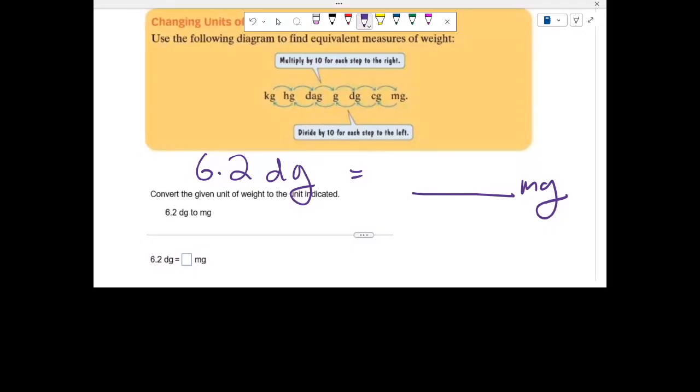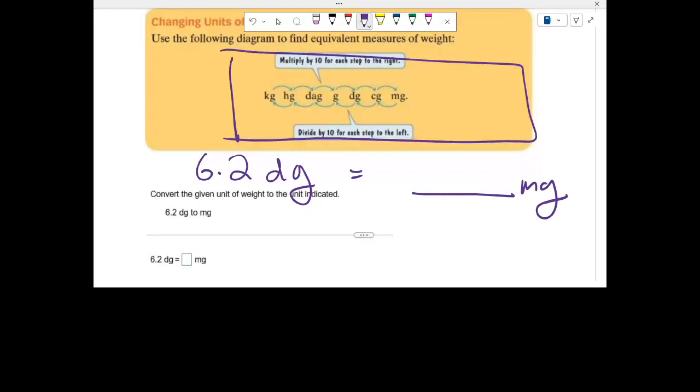So y'all, I want you to notice, I'm going to look at this box right here, okay? And I want you to notice where we are. We're in decigrams. So here's decigrams. We're right here, and we want to get to milligrams. So all I'm going to do is count 1, 2. We moved 2 spaces to the right. So my friends, I'm going to take my decimal point right here, and I'm going to move it 2 spaces to the right. Look, there's 1, there's 2.